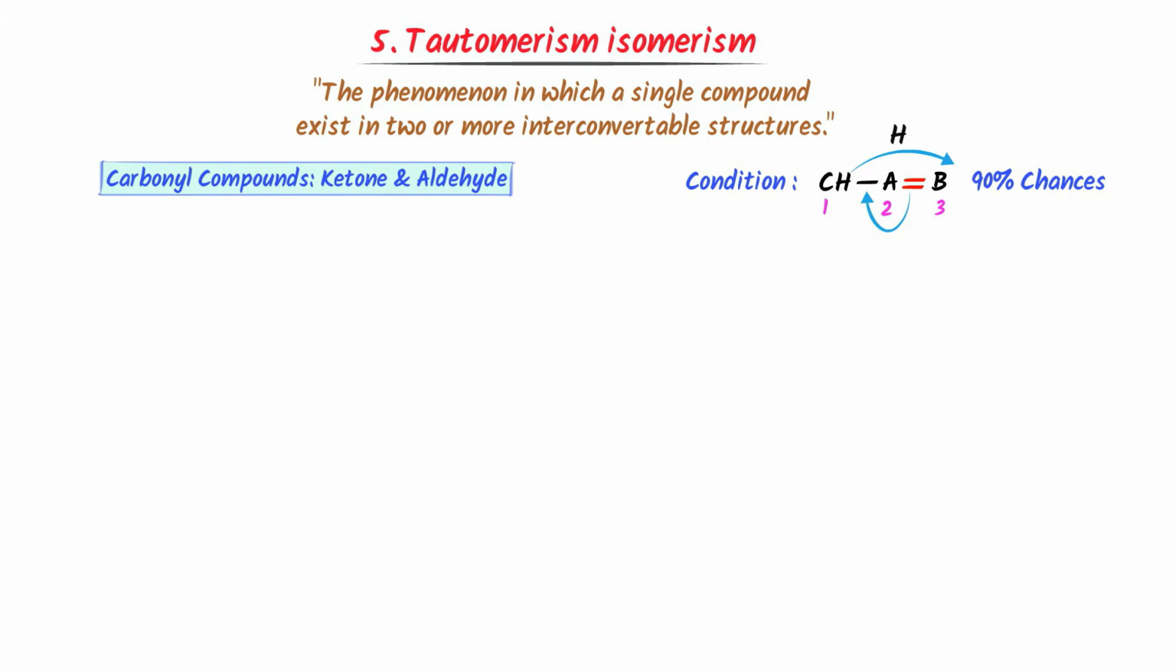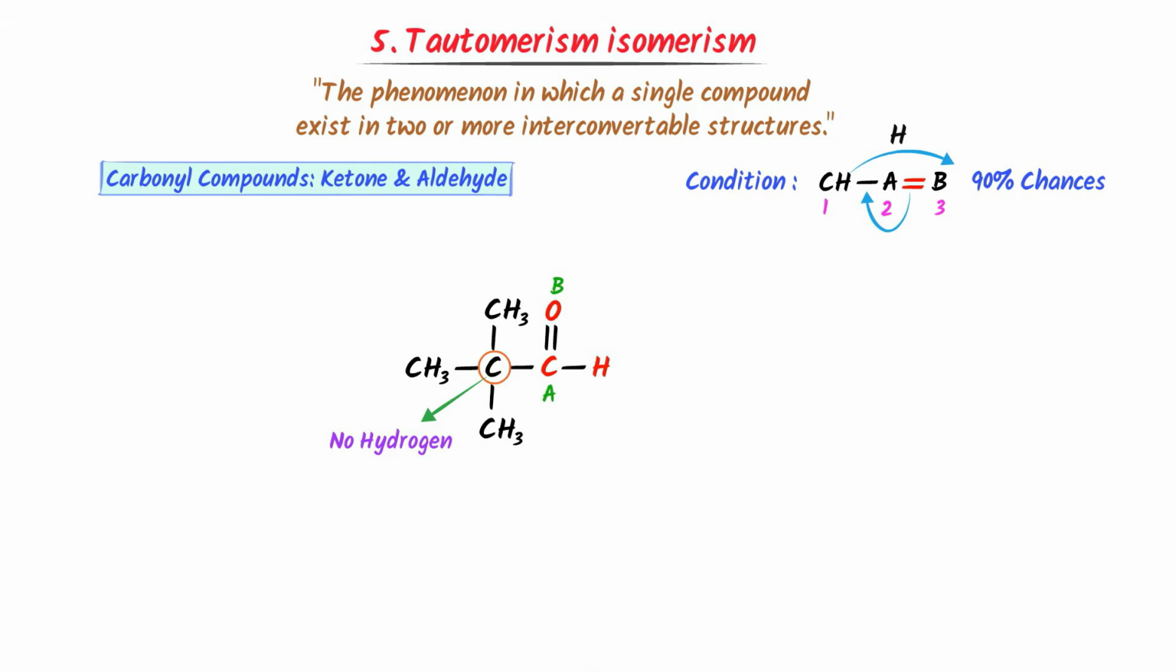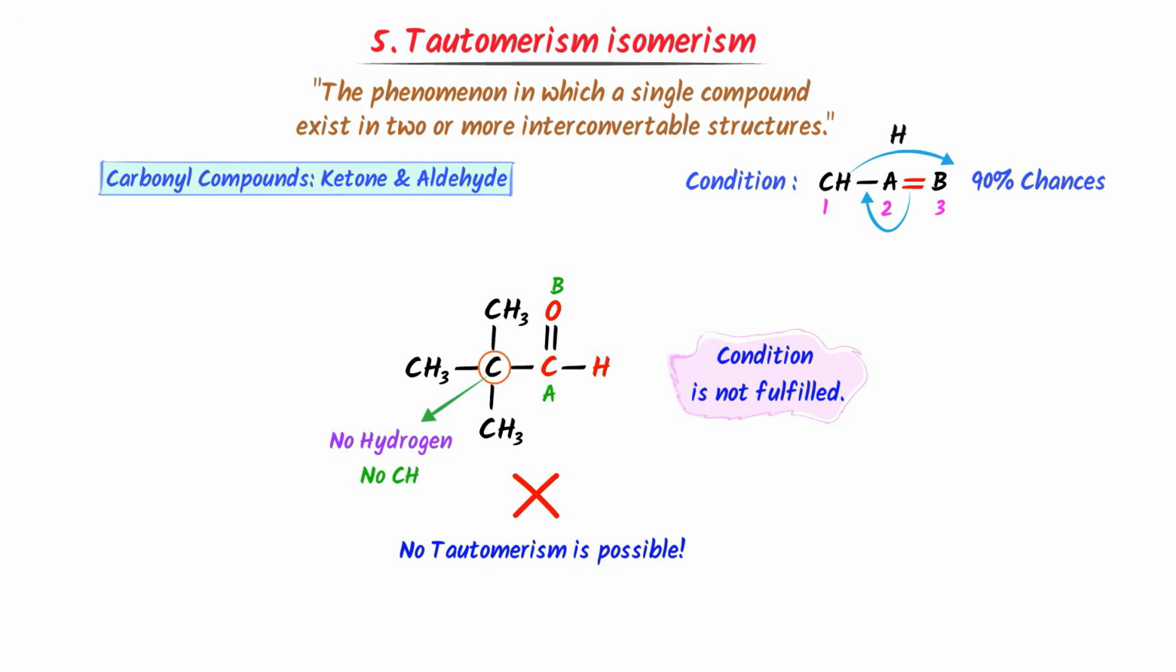Now consider this organic compound. Pause the video and try to find its tautomers. Well, this C double bonded to oxygen is like A double bonded to B. I write A and B. This carbon has no hydrogen. Here, the CH is not present. I mean, this carbon has no hydrogen. The condition CH single bond A double bonded to B is not fulfilled. Thus, tautomerism is not possible in this compound.